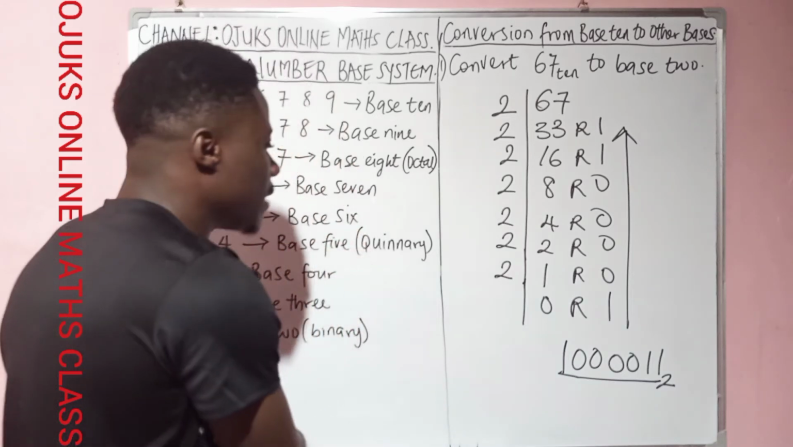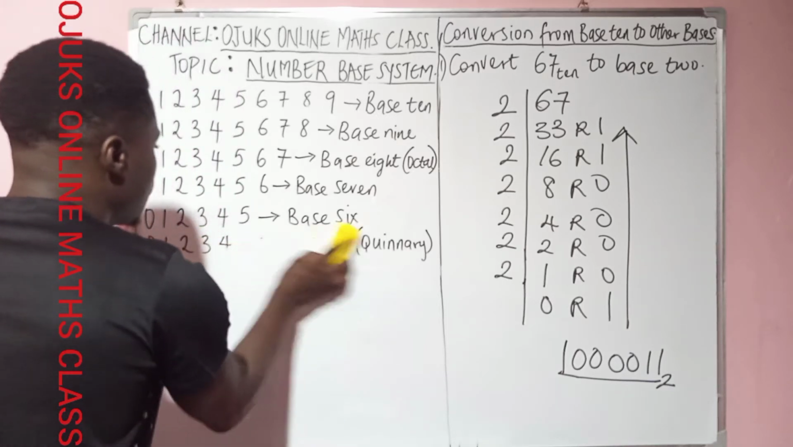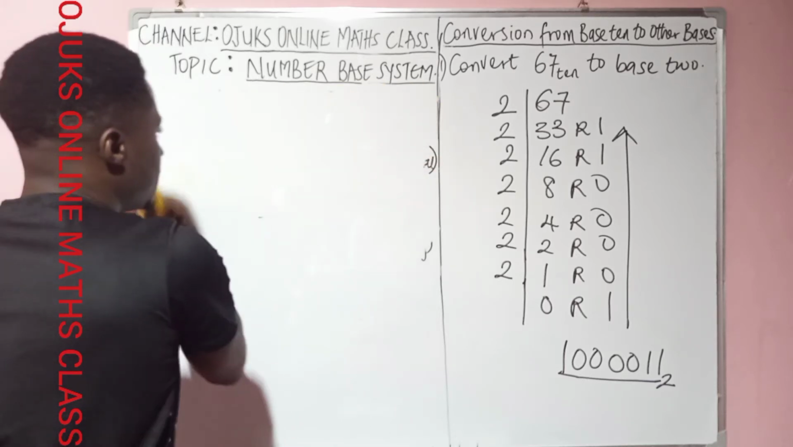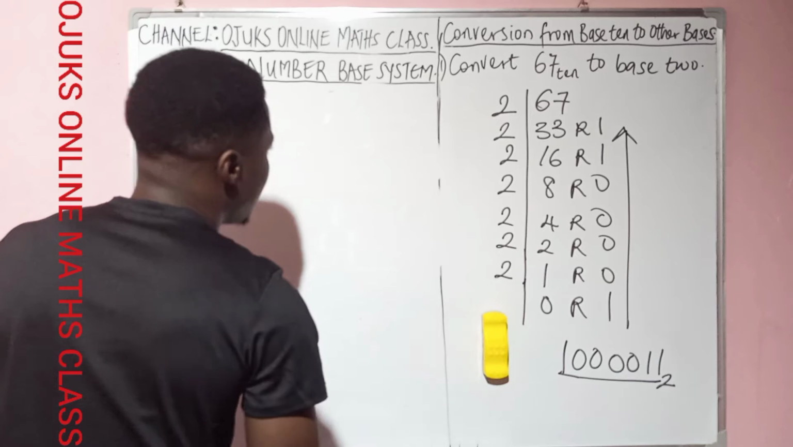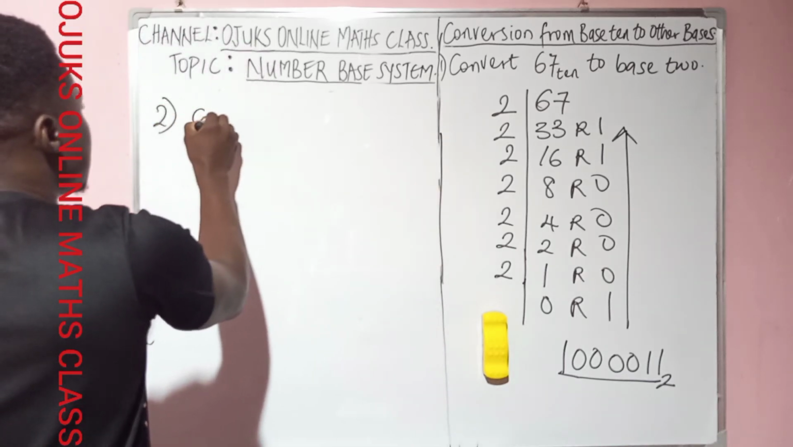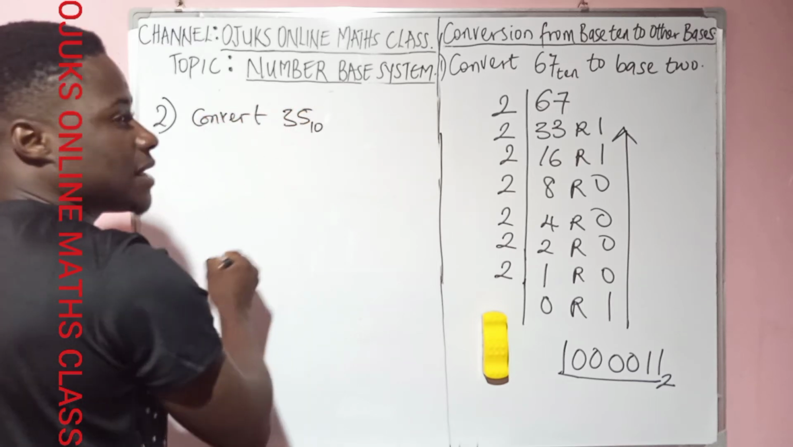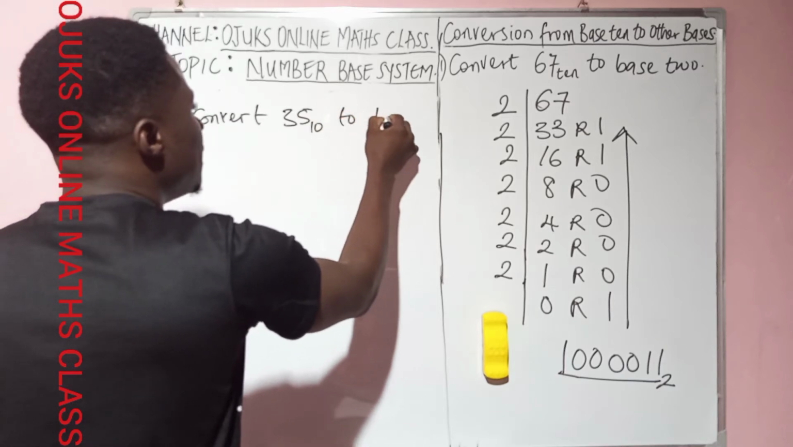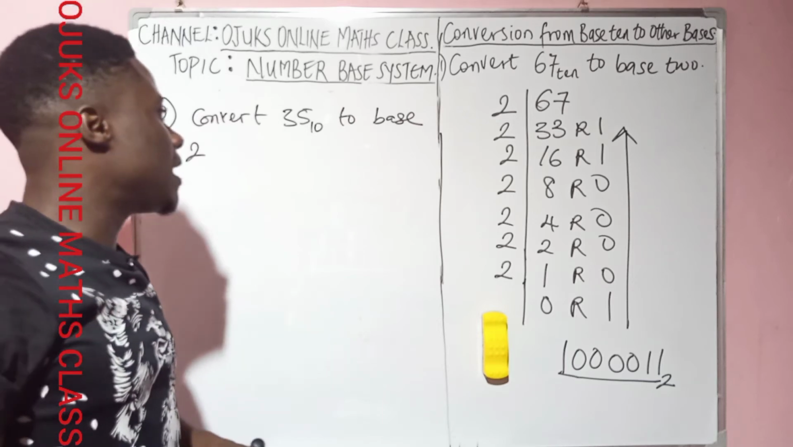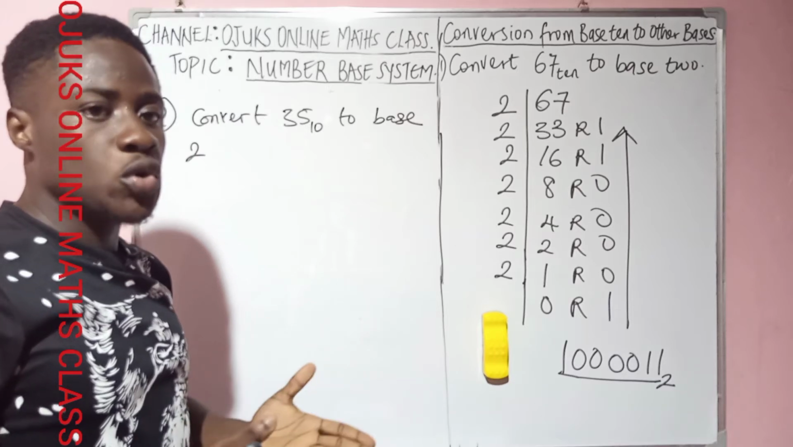Okay, let us solve another example. Example 2. Convert 35, a number in base 10, to base 2. What do we do in this case?